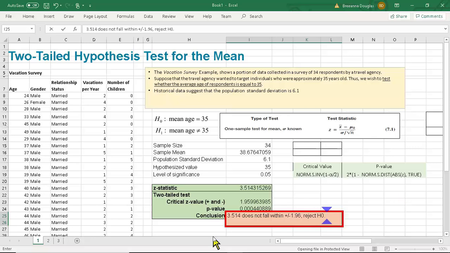This is confirmed by the fact that our p-value of 0.0004 is less than our significance level of 0.05. This means we cannot conclude that the average age of respondents is equal to 35.